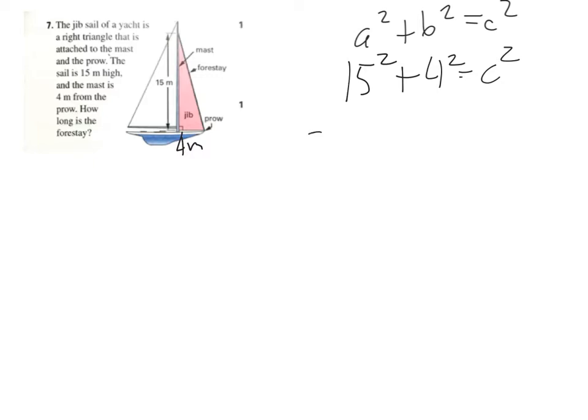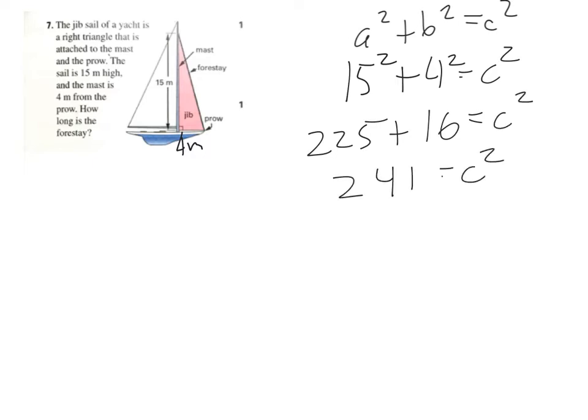15 squared, I just evaluate that. It's 225 using my calculator. 4 squared is 16 equals C squared. Add those together, 241 equals C squared. Now I get to the point where I'm not looking for C squared. What I'm looking for is C. Just the length of the forestay, which is not C squared. That's the area of the square that we would build off of that. It's just the length of that side is C itself.